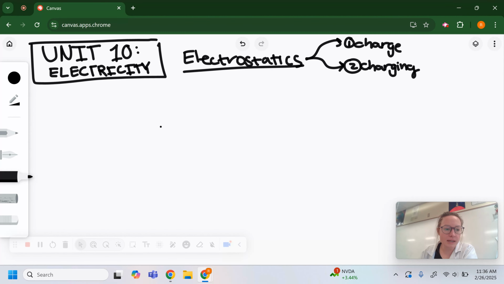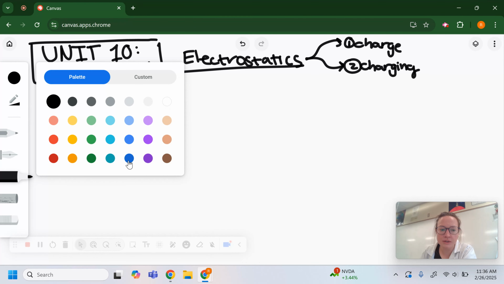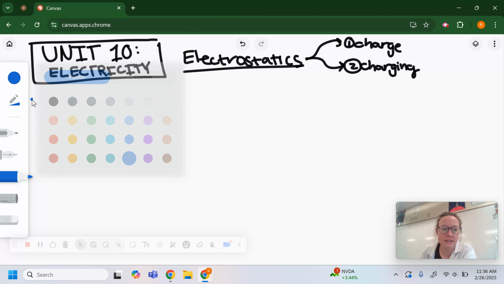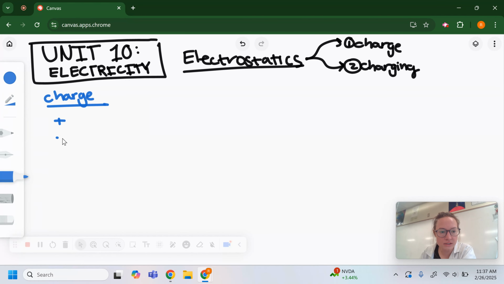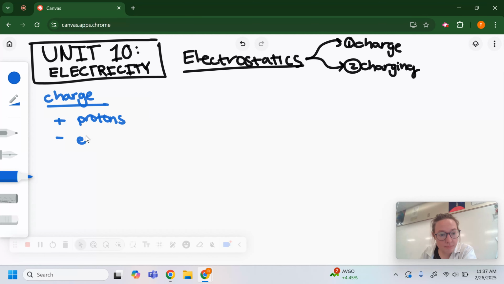Let's get started by talking about charge. We'll move through this real quickly because these are all things that you already know. Charge comes in two types. We say that there is positive charge and there's negative charge. Positive charge is carried by charge carriers which we call protons, and negative charge is carried by electrons. Protons have positive charge, electrons have negative charge.